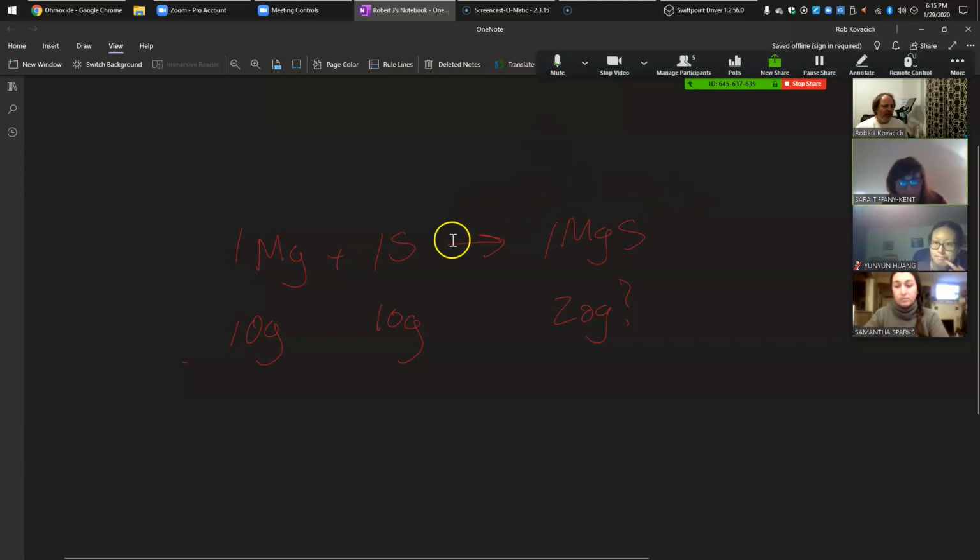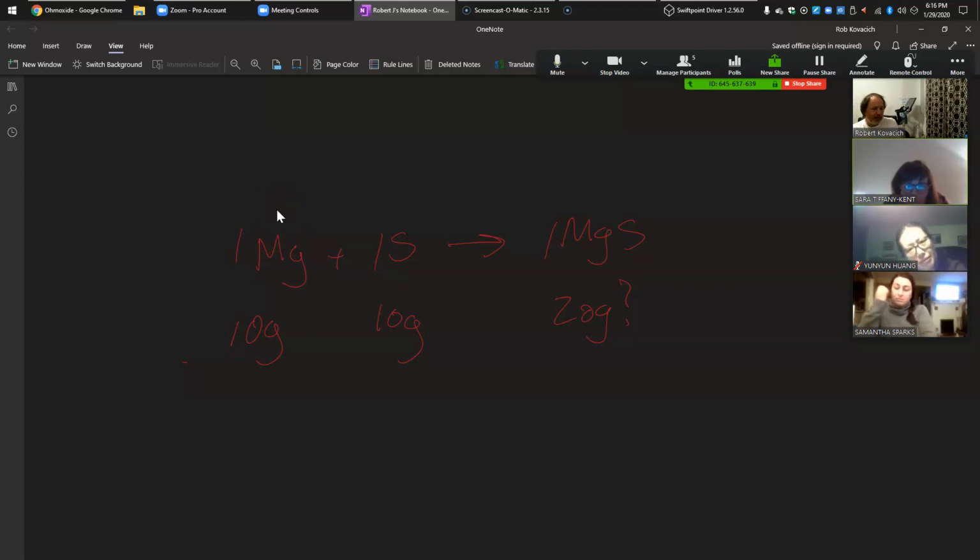Okay, so let's look at this for a second. I can't make 20 grams of this magnesium sulfide. How many grams could I make? So this is the calculation that I would do. I'm not going to use any decimal places or anything like that, just to make it a little bit easy.